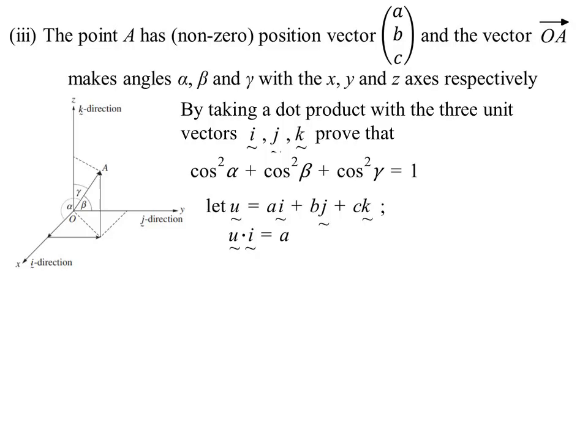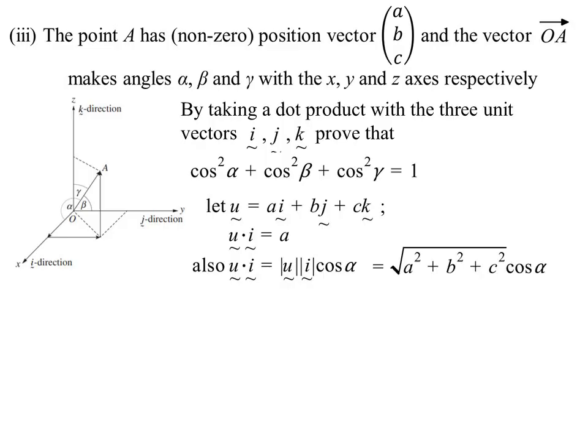Dot product, well, the j and the k, they're going to end up being 0. I've just got a. But I also know this: I could do the dot product and get this result. Magnitude of u, magnitude of i, times the cosine of alpha. Well, the magnitude of u will be the square root of each of these components, a squared plus b squared plus c squared, times the cosine of alpha.